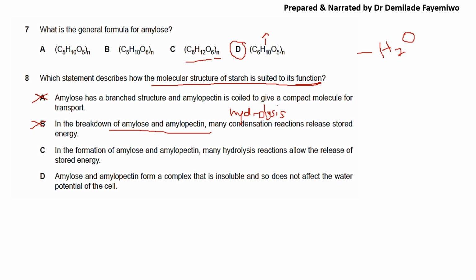What is the function of starch? Starch is an energy storage molecule and it is only found in plants. Plants are the only ones that are able to store glucose in the form of starch. And so if it's about storage, then it means that starch at some level has to be insoluble and not affect the water potential of the cell, and that makes your answer D and not C. All right.